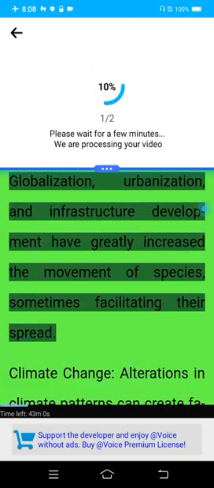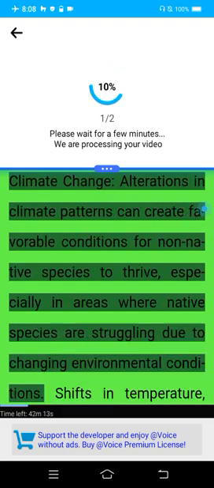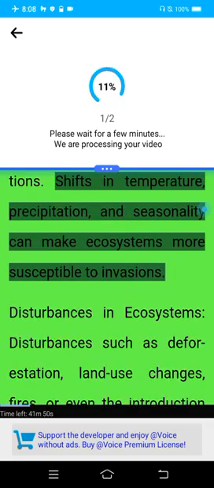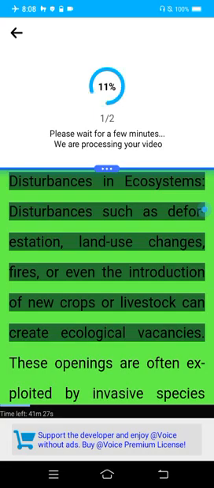Globalization, urbanization, and infrastructure development have greatly increased the movement of species, sometimes facilitating their spread. Climate change. Alterations in climate patterns can create favorable conditions for non-native species to thrive, especially in areas where native species are struggling due to changing environmental conditions. Shifts in temperature, precipitation, and seasonality can make ecosystems more susceptible to invasions.